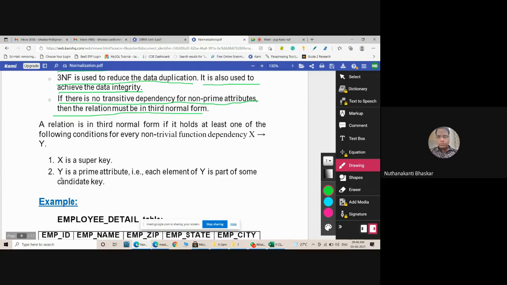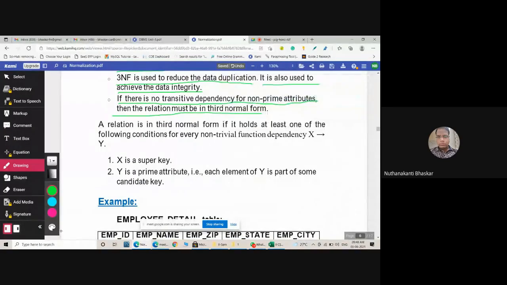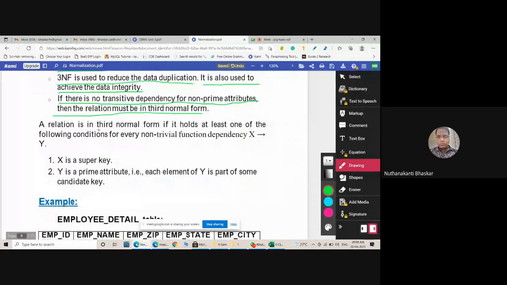A relation is in third normal form if it holds at least one of the following conditions for every non-trivial functional dependency, that is X determines Y. The meaning is, if you write X determines Y, maybe X is a super key. So this X is a super key.